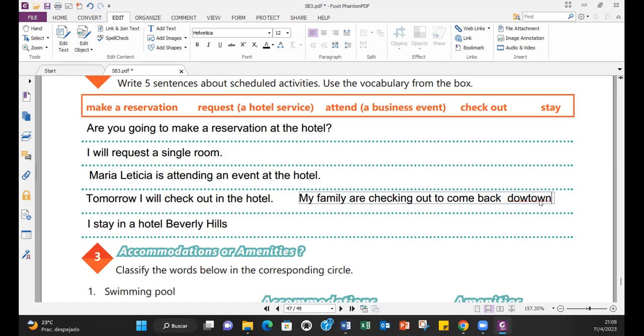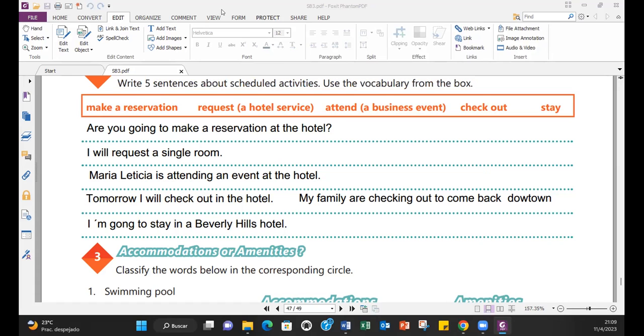I stay in a hotel. No. I am going to stay in a Beverly Hills hotel, not a. I'm going to stay in Beverly Hills hotel. Okay, teacher, I got it. I captured. And what about the others? Carlos and Leti is going to attend a business event. Carlos and Leti are going to attend a business event. Yes, that's correct.